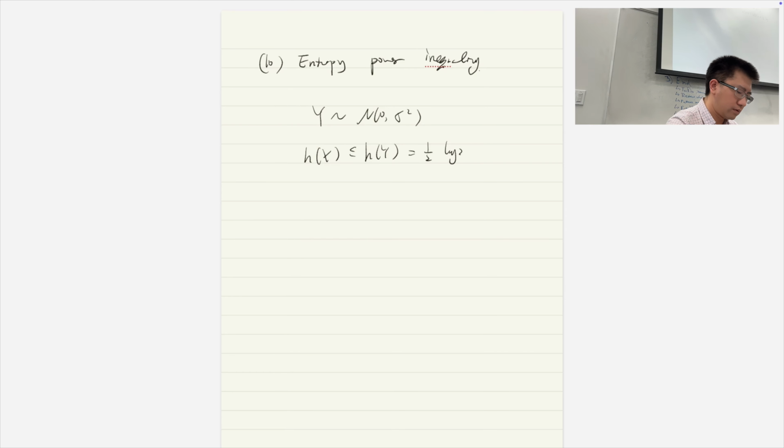So equal to that. Okay. So we know that if x and y have the same covariance variance, then this inequality will be true, right? From here we can derive that this will be bigger than or equal to this guy. Okay, and this is called entropy power.